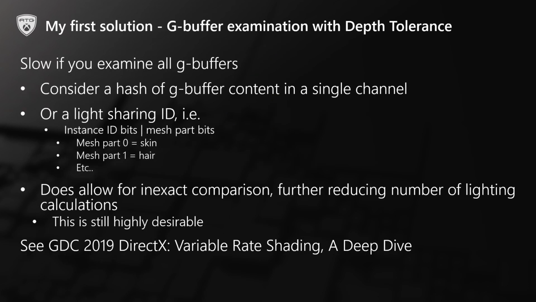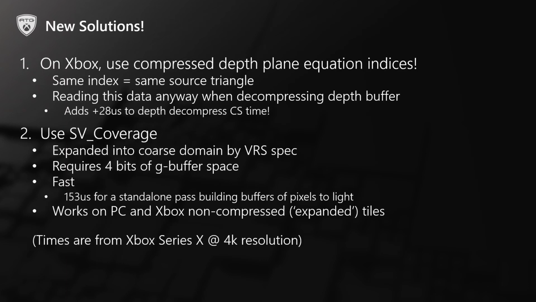So the first solution is something I've previously presented at GDC 2019 in "DirectX variable rate shading, a deep dive". So I'm not going to go into it in any great depth here, but the obvious and first thing I tried was select GBuffer examination, which is obviously expensive. You don't want to examine all GBuffers, or perhaps you can come up with some kind of sharing ID. But we can do better than that, and researchers moved on. So I came up with 2 different solutions that didn't require GBuffer examination.